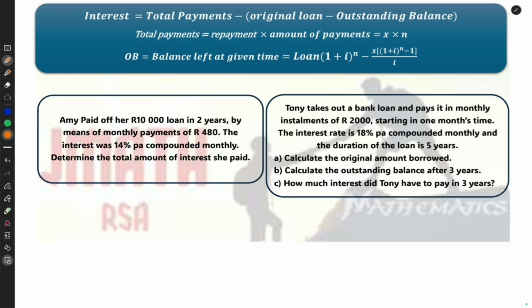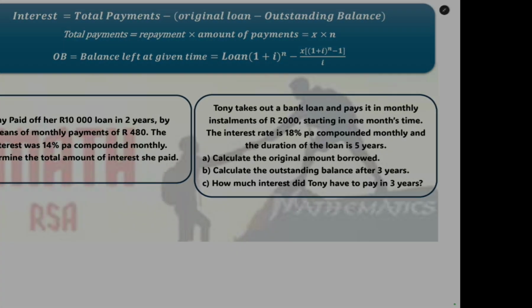Guys, remember, total payments is just, like I said, everything I paid. So if I have an X value, and I know I paid the X value 30 times or 24 times, I just multiply those two to get the total payments. Then I need to take the total payments and minus the original loan minus the outstanding balance. And then we use the formula we just did in the previous video on outstanding balance. Let's do these two sums, and hopefully you will have more clarity by the end of this.